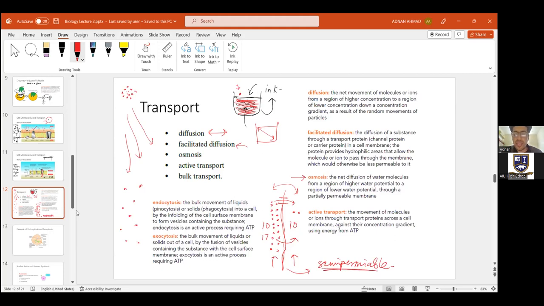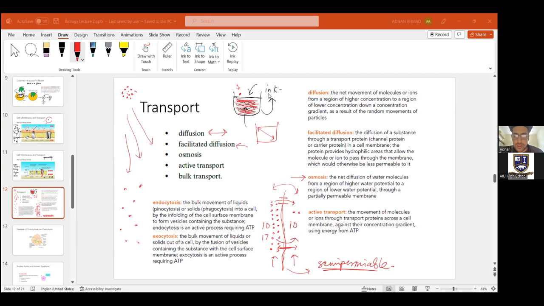Semi-permeable means that it allows some things to cross, and some things are not allowed to cross. For example, only students can exchange through this door, and you cannot move chairs. So this is how osmosis works.